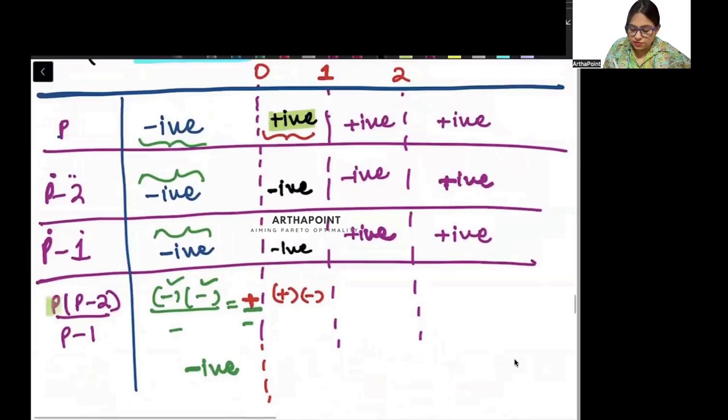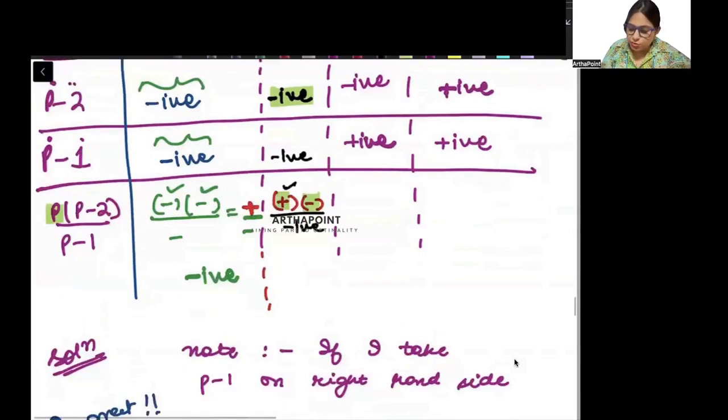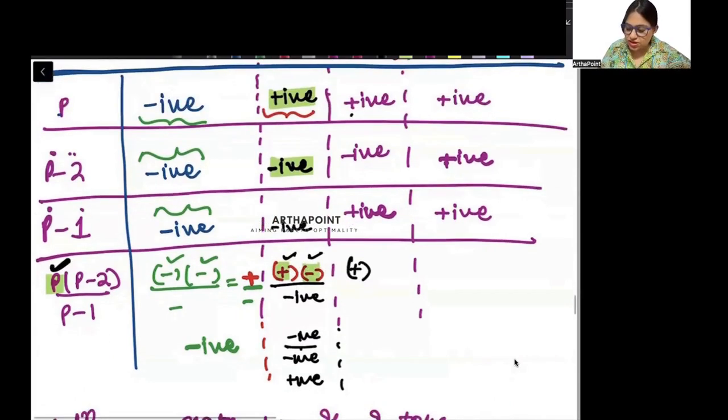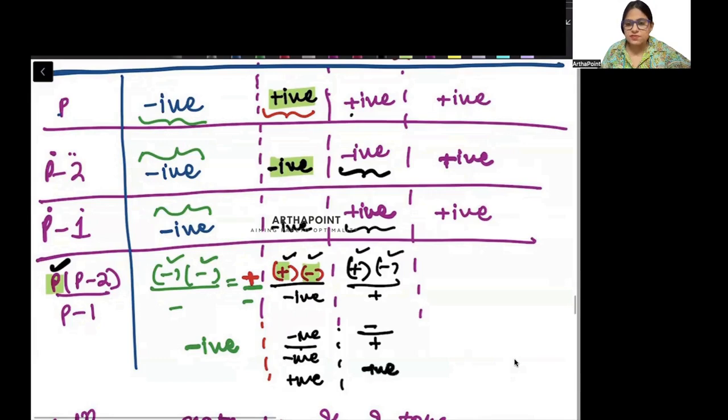देखो ये P is positive. P minus 2 is negative divided by P minus 1 is negative. तो अब देखो positive into negative is negative by negative. Negative divided by negative is positive. Are you understanding this? फिर से P is now positive in this. P minus 2 is negative. And this is positive. So positive into negative is negative upon positive becomes negative.